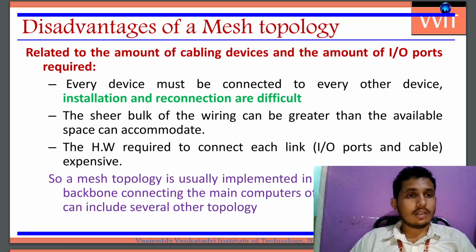Disadvantage of a mesh topology. It is related to the amount of cabling and the number of I/O ports required, as every device must be connected to every other device. Installation and reconnection are difficult. The sheer bulk of the wiring can be greater than the available space can accommodate. The hardware required to connect each link is expensive, so mesh topology is usually implemented in a limited fashion, as a backbone connecting the main computers of a hybrid network that can include several other topologies.